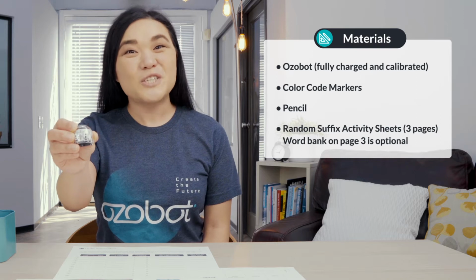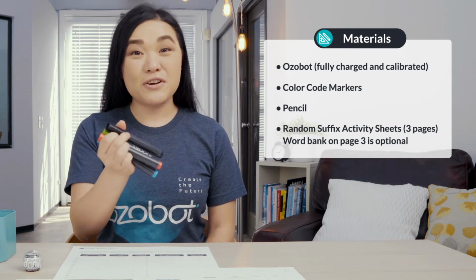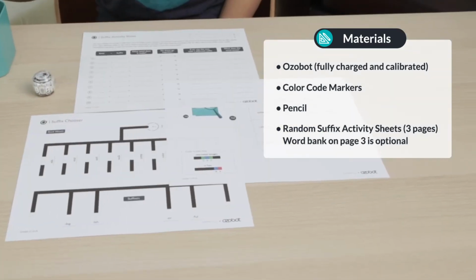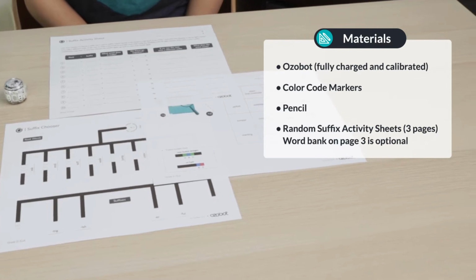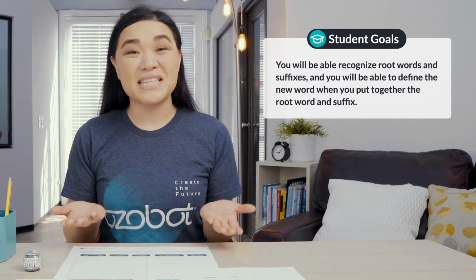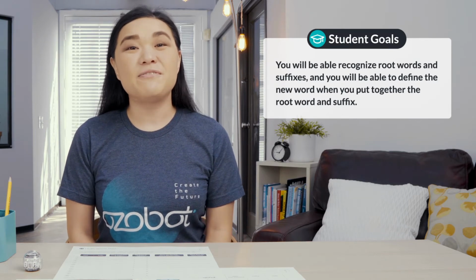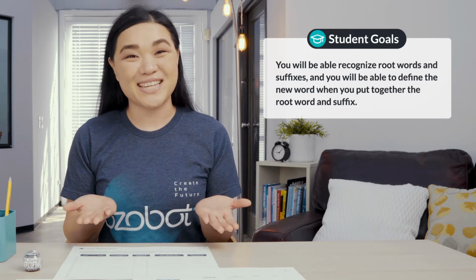For today's lesson, you will need an Ozobot fully charged and calibrated, a pencil, color code markers, and all 3 pages of your random suffix activity sheets. The word bank on page 3 is optional. After today's lesson, you will be able to recognize root words and suffixes, and you'll be able to define a new word when you put together a root word and a suffix.